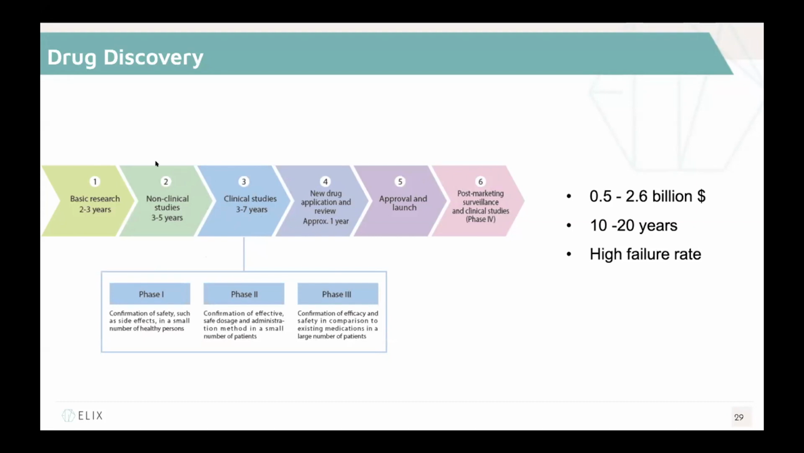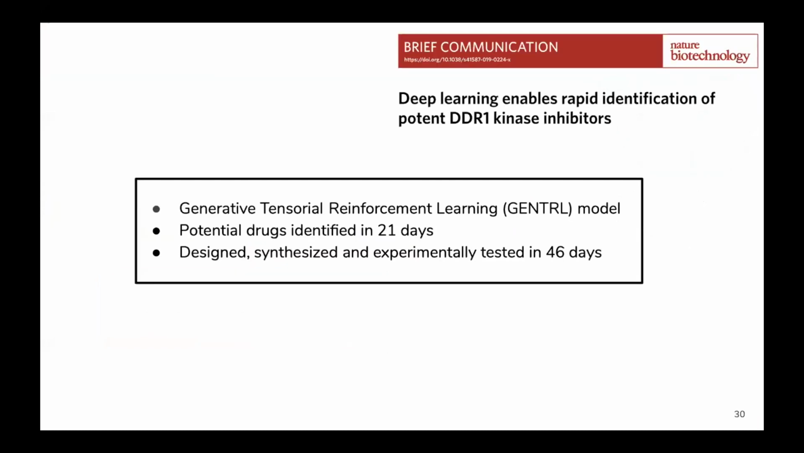So it would be very useful if we can speed up this process or save some resources. Recently, generative models especially have been attempted for this problem. This is one example that I like, a generative model developed by an AI startup, Insilico Medicine. The advantage of this approach was that they fit the generation of potential drugs into 21 days from the target selection until they got good hits. And then they designed, synthesized, and did initial experiments in 46 days, which is very impressive.